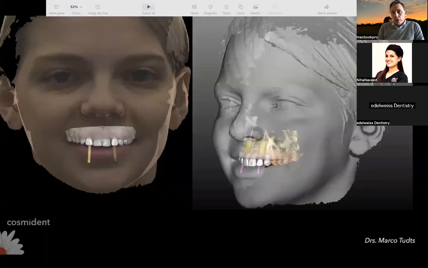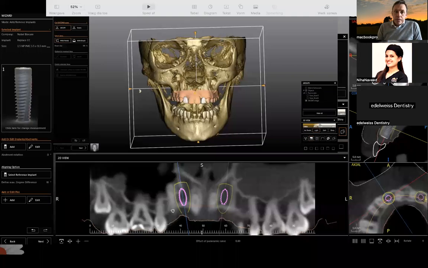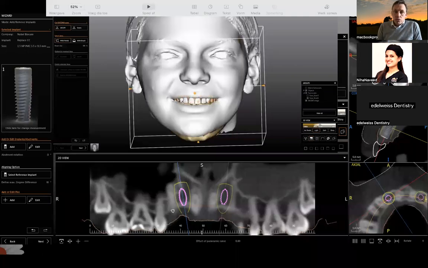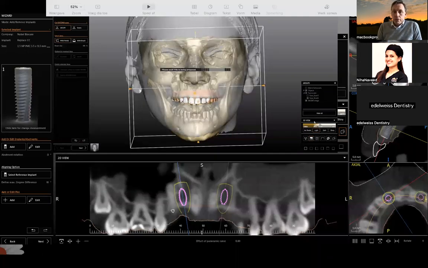The way we do it is, like I told you before, we merge everything together. We take a CBCT, a face scan, an intraoral scan, merge everything together, do our planning in advance, and make the guides in advance so that we can do a minimal invasive surgery.